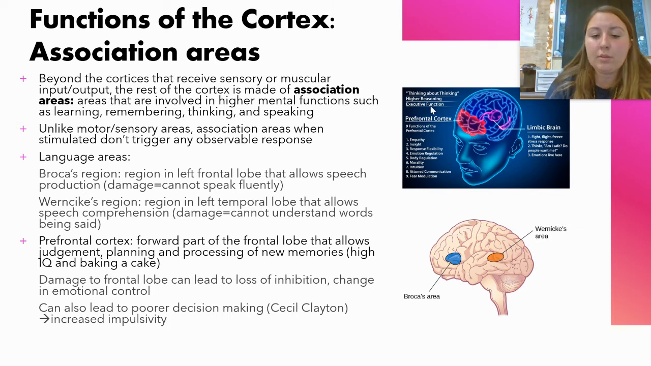So, for example, there was a man named Cecil Clayton who had an accident where 20% of his prefrontal cortex was lost. And this led to increased impulsivity in him, and it actually led to him killing someone.